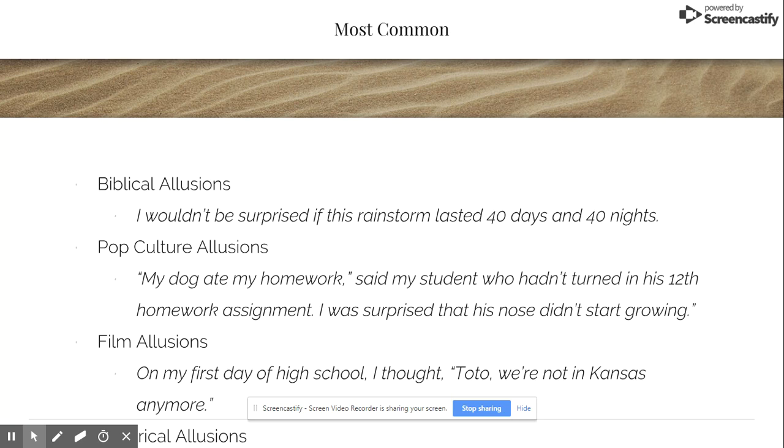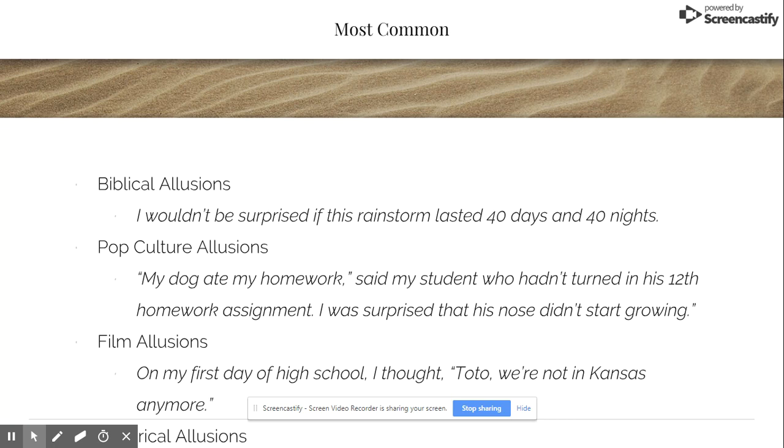Something like, I wouldn't be surprised if this rainstorm lasted for 40 days and 40 nights, is a reference to the book of Genesis and the story of Noah and the flood. Pop culture allusions like, my dog ate my homework, said my student who hadn't turned in his 12th homework assignment. I was surprised that his nose didn't start growing. This is an allusion to Pinocchio, the wooden puppet who became a real boy and couldn't lie without his nose growing.